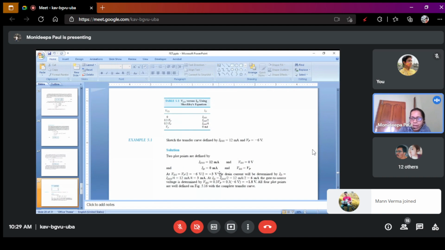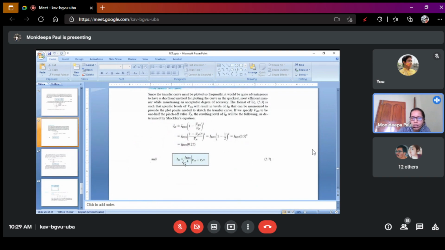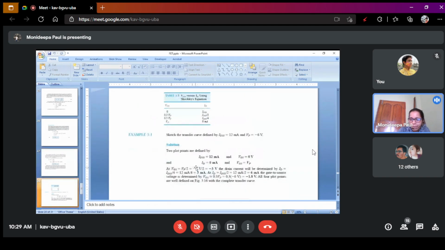When VGS is equal to minus 3 volt, at that condition, what is the value of ID? ID is equal to IDSS by 4. In this condition, IDSS is equal to 12 milliampere, so 12 milliampere by 4, that is ID is equal to 3 milliampere.